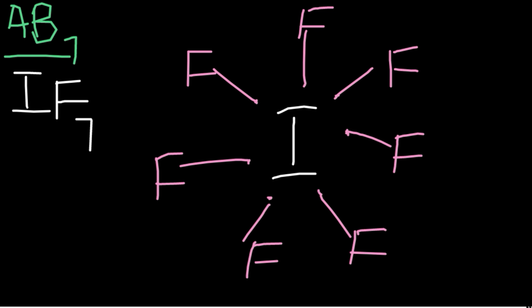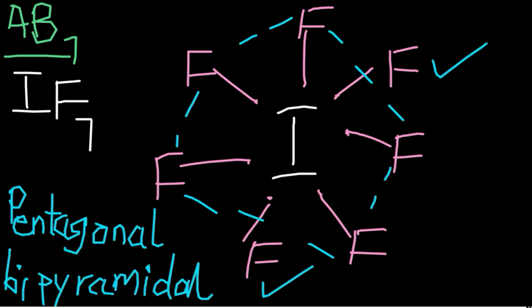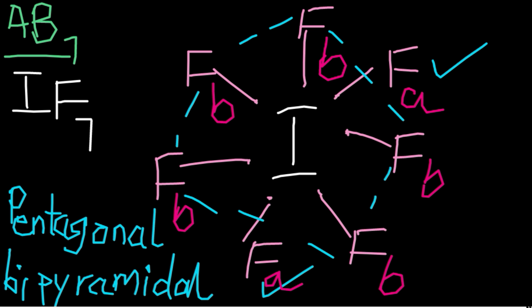The geometry of iodine heptafluoride is pentagonal bipyramidal. There are 2 types of fluorine atoms in iodine heptafluoride. 2 fluorine atoms are known as the axial fluorine atoms, while the remaining 5 fluorine atoms are the pentagonal planar atoms. These 5 fluorine atoms are making the vertices of a pentagon. Therefore, these are the pentagonal planar atoms, while the remaining 2 fluorine atoms are the axial fluorines.